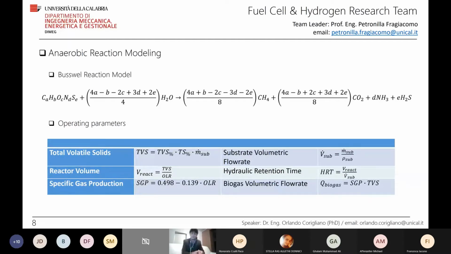For this reaction, a biochemical characterization is necessary. First of all, to have the mass composition of the waste, and then to have some biological parameters such as the total volatile solids.